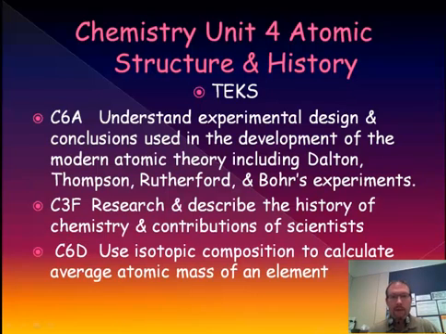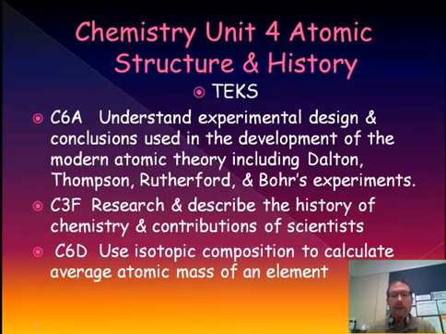This is part 3 of the Unit 4 notes on atomic structure and history. We're still sticking with the same text, C6A. You're going to understand experimental design and conclusions used in the development of the modern atomic theory, including Dalton, Thomson, Rutherford, and Bohr's experiments. C3F, you will research and describe the history of chemistry and the contributions of scientists. And C6D, you're going to use isotopic composition to calculate average atomic mass of an element.